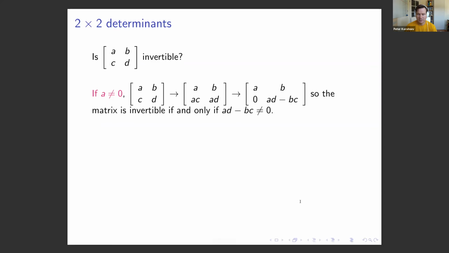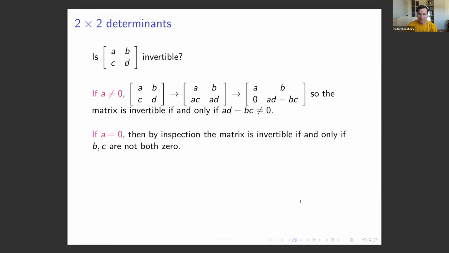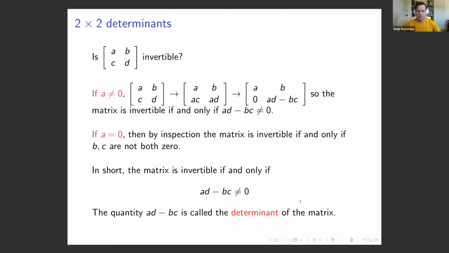So invertibility holds when this coefficient AD minus BC is not equal to 0. However, if A is equal to 0, we just need to check other entries, and it will be invertible if and only if B and C are both not 0. So in short, the matrix is invertible if and only if AD minus BC is not equal to 0. This brings us to the notion of the determinant of a matrix. By definition, the determinant of a 2 by 2 matrix is this combination.